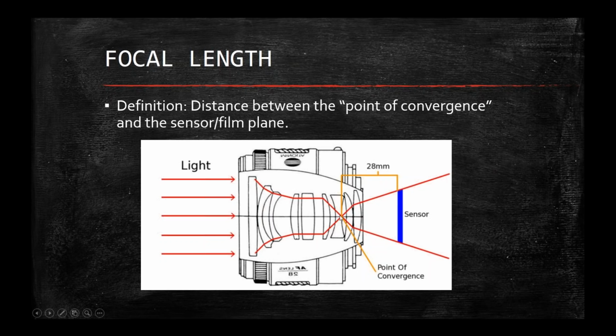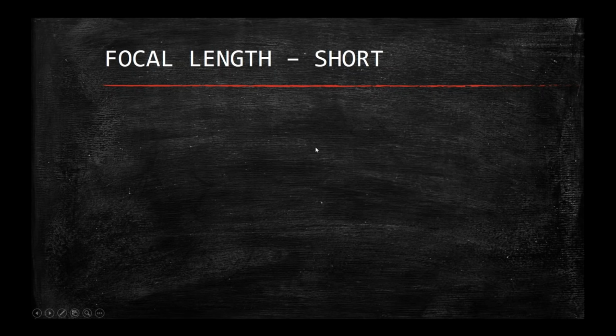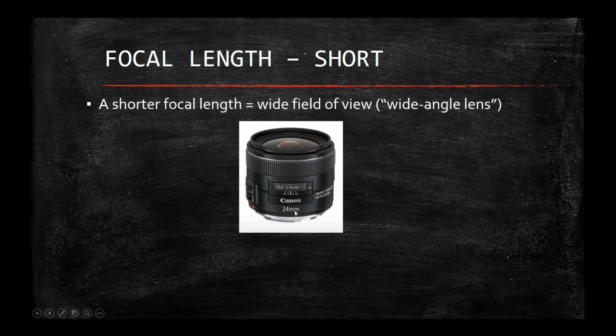So the point of convergence is this little point in the lens where the light flips, and then the distance from this point to the actual sensor is your lens's focal length. So that's why you see on these lenses 28 millimeters, 50 millimeters, 100 millimeters, and so on. Okay, and a short focal length lens is usually called a wide angle lens. So usually 24 millimeters, that's beginning to be an extreme wide angle lens. They can be even 12 millimeters, that's a very wide, extreme wide angle lens.